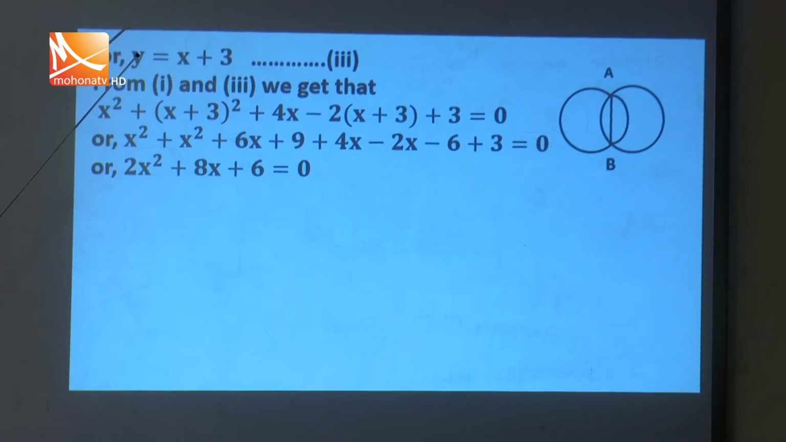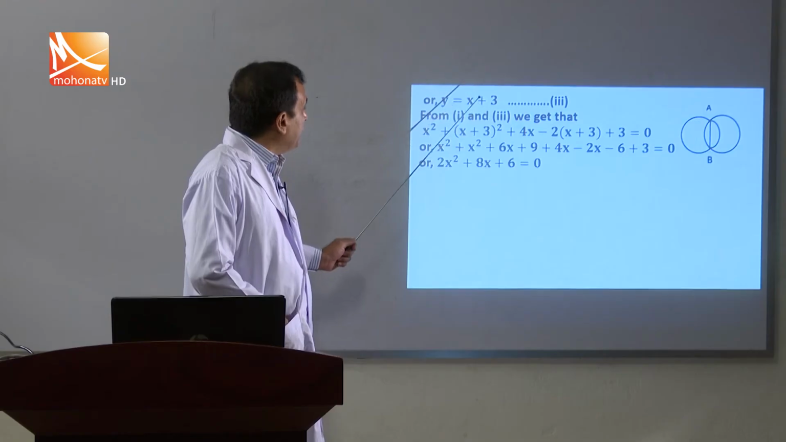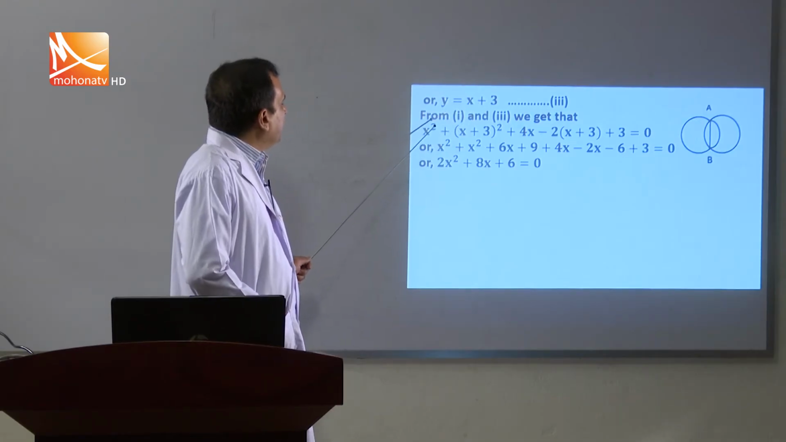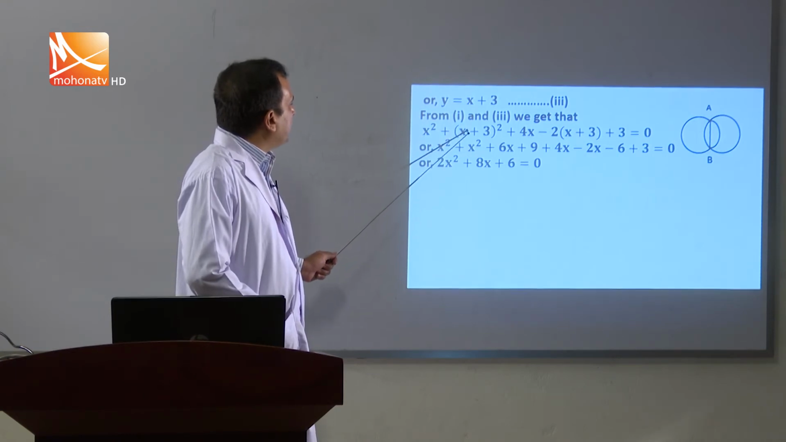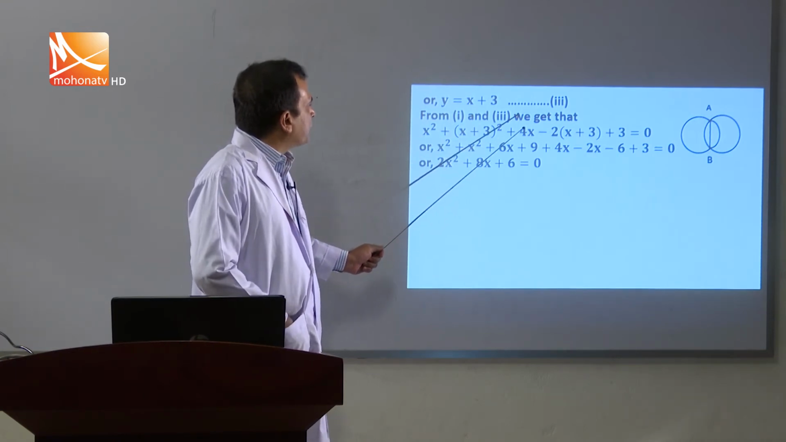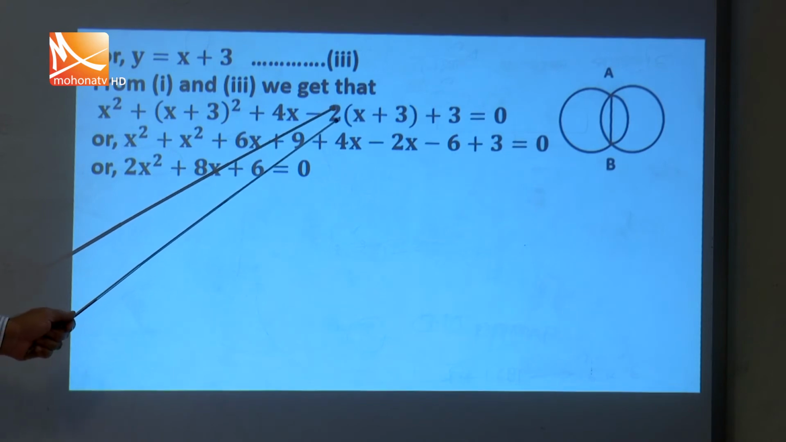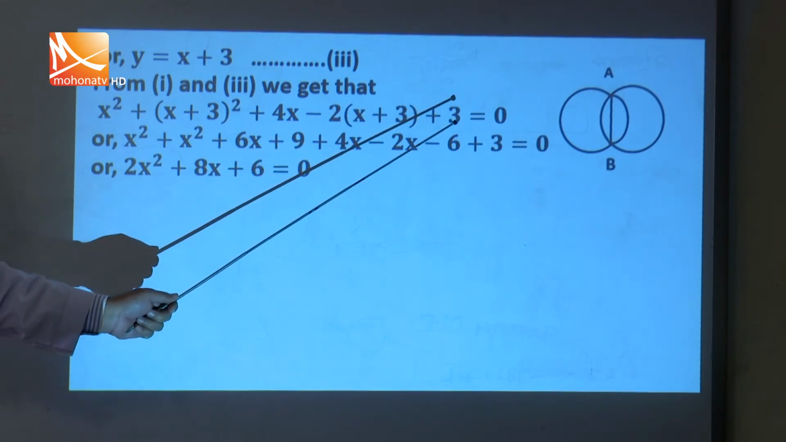From that equation we get a relation like this: y is equal to x plus 3. Now this is equation number 3. Now if we put the value of y equals x plus 3 in 1, then we will get x square plus y square, it will be x plus 3 whole square plus 4x minus 2y, 2 into x plus 3 equals 0.